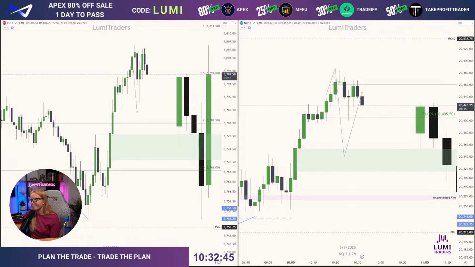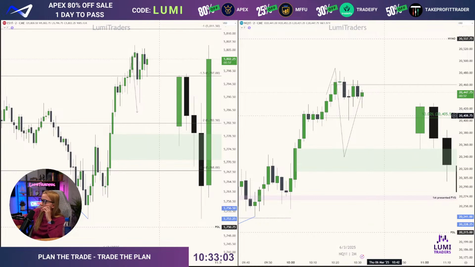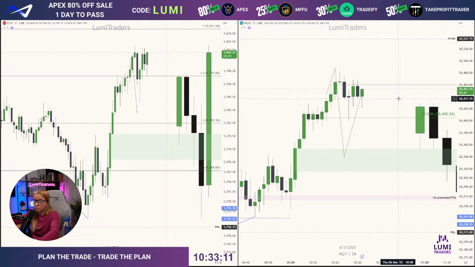Let's see. Definitely needs to reduce the size. How many? I'm not going to trade all 20 accounts. Like 5. But let's see. Needs to displace first. I cannot see like perfect entry for short at all.